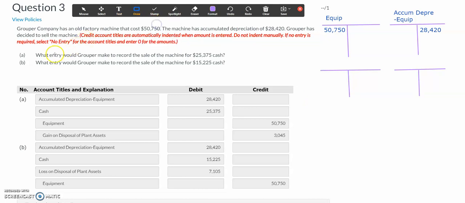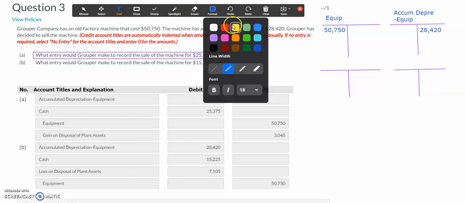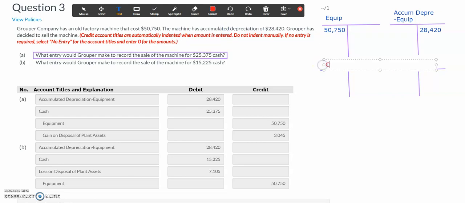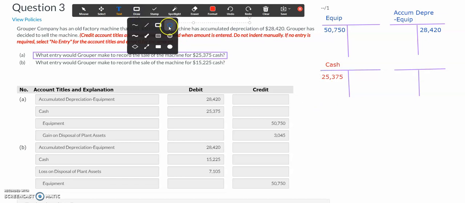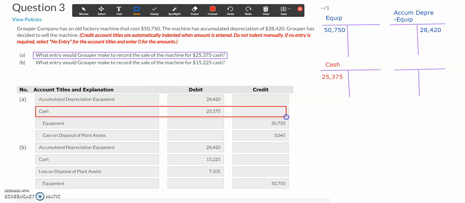So in scenario A, what would be the journal entry if they're going to sell the machine for $25,375 in cash? So if that was the case, that means that the company received cash. So we're going to debit the cash account for the amount of cash received, $25,375. And that will correspond with a debit in our journal entry for cash of $25,375.